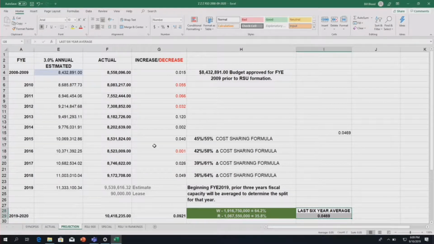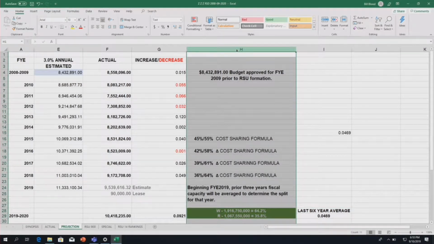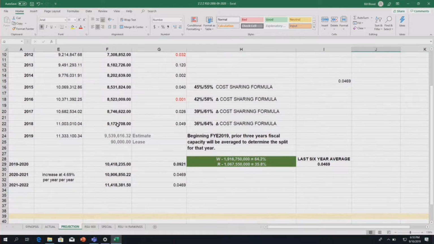So when we get into 15 and 16, you can see over here in this column where the cost sharing impacts were. They went from 45.55 down to 36.64, which is where they are now. And then if we'd have stayed in the union, if we'd have stayed our own, we'd probably be around $11.3 million. Using a sports analogy, that would be my first baseline.